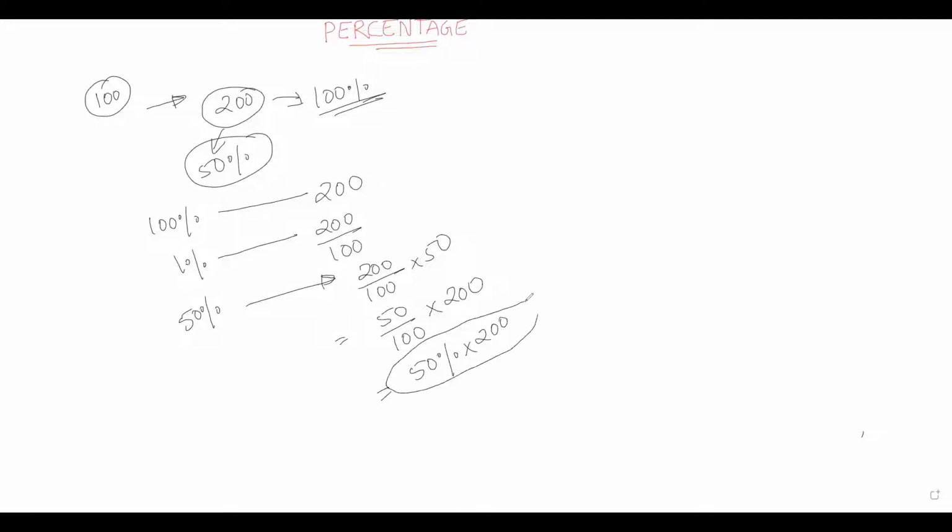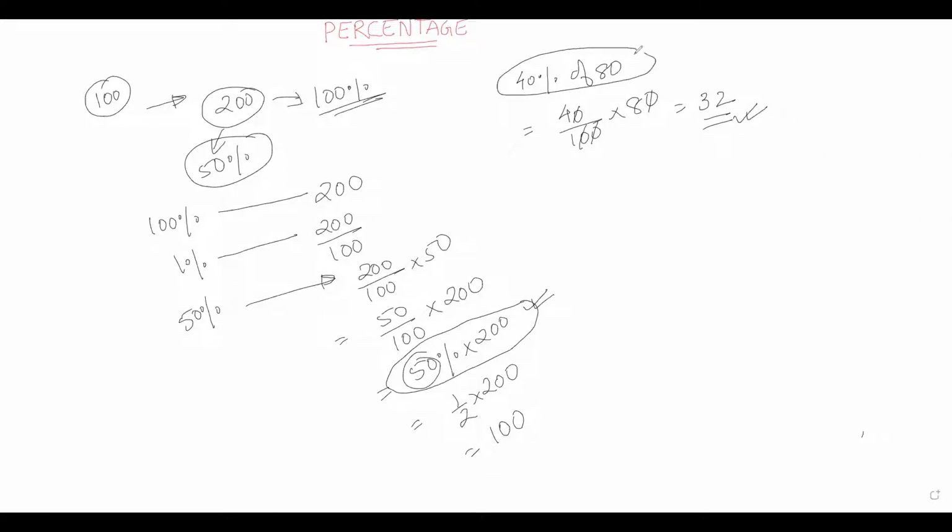So whenever we want to find the percentage of a number, I simply need to divide the percentage by 100 and multiply by the number for which we want to calculate the percentage. So in this case, this would be 50 by 100 of 200. So this would be 1 by 2 times 200, which is 100. In a similar way, if I want to calculate, say, 40% of the number 80, again I need to take 40 upon 100 times 80. So this would be 32. So we can say that 40% of the number 80 is 32.